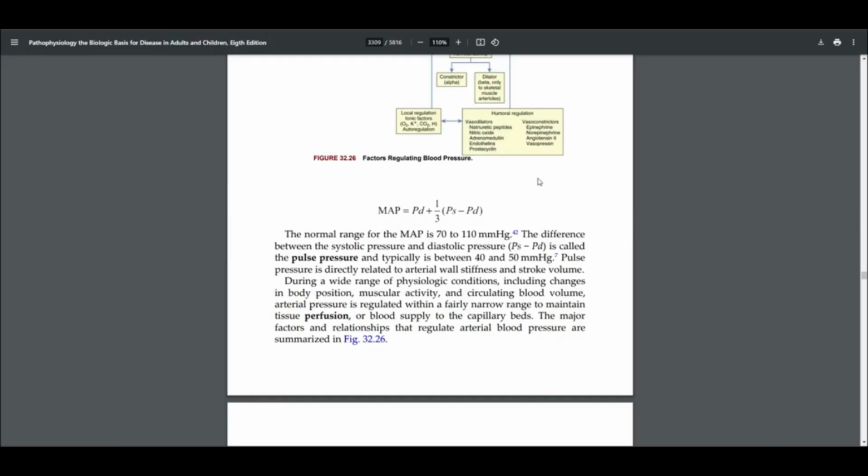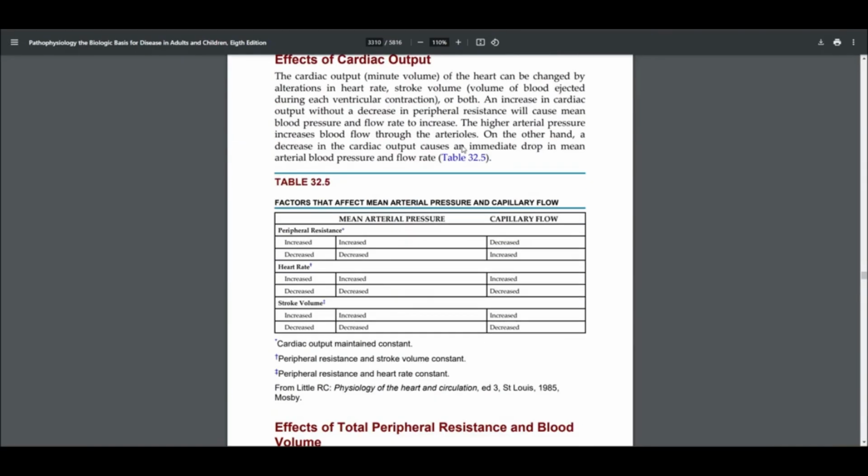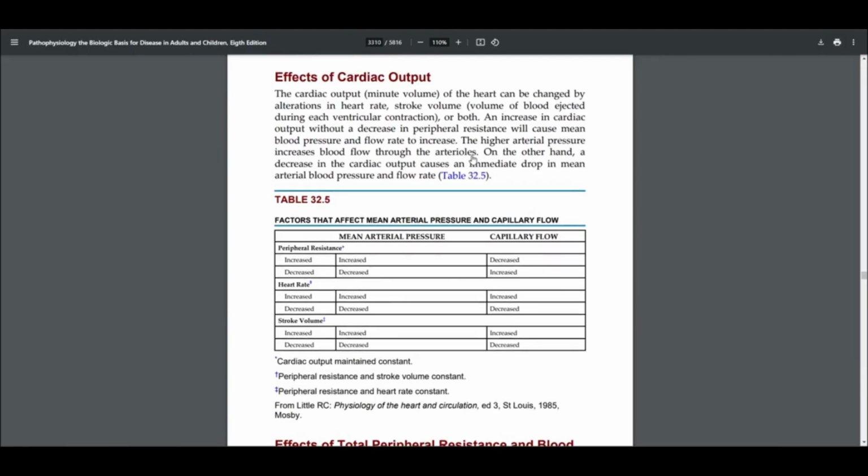During a wide range of physiologic conditions, including changes in body position, muscular activity, and circulating blood volume, arterial pressure is regulated within a fairly narrow range to maintain tissue perfusion, or blood supply to the capillary beds. The major factors and relationships that regulate arterial pressure are summarized in Figure 32-26.